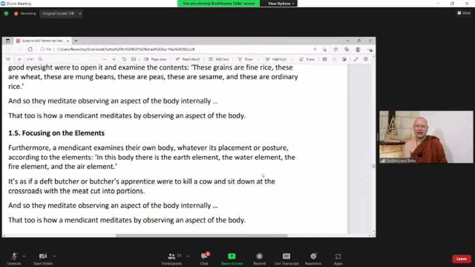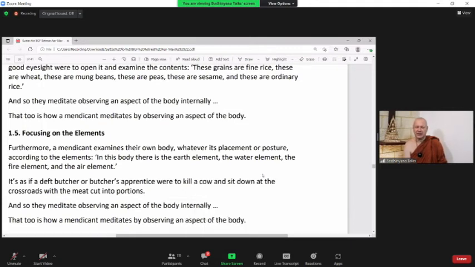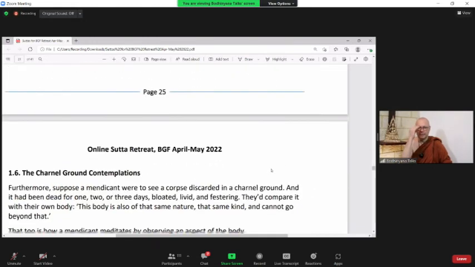And we have already looked at this in great detail in the Greater Sutta on the Elephant's Footprint, so I'm not going to talk about it more here, but just to say that it is an interesting meditation object because it seems to be fairly early. It's certainly part of the suttas elsewhere. So you meditate, observing the body internally, externally, and all of this, and that too is how a mendicant meditates, by observing an aspect of the body. Let's move on. I'm going a bit faster now because we have seen all of this before.